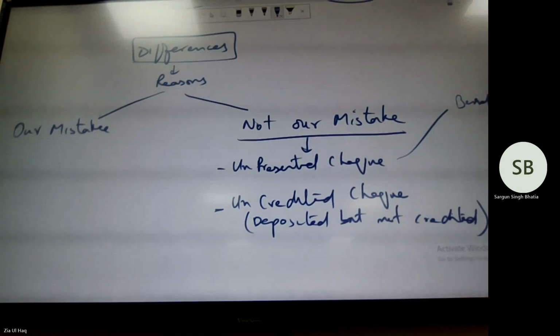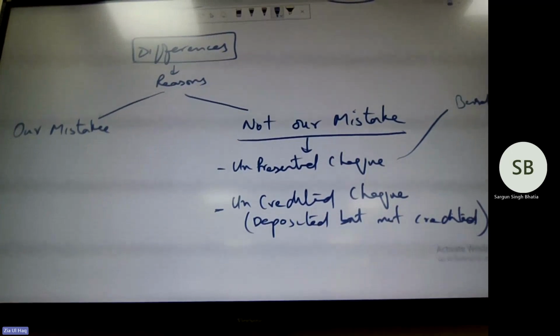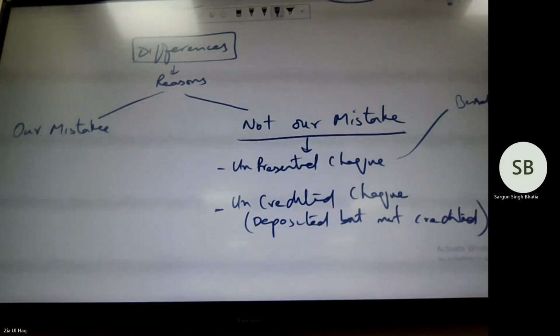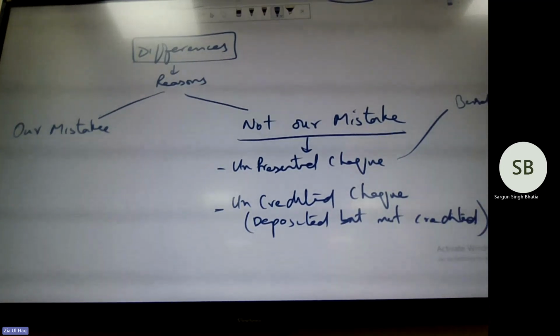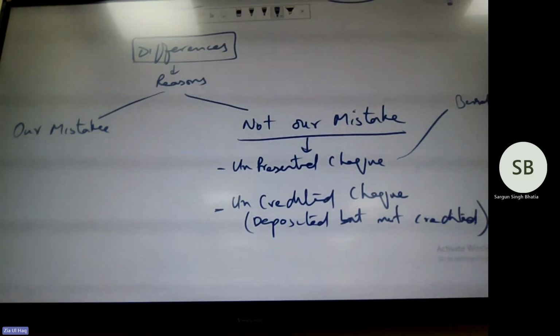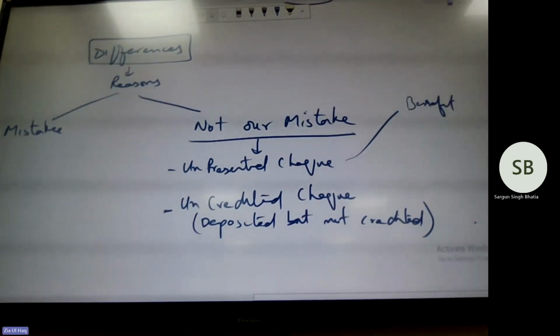Because sometimes we deposit the check today into the bank account, and the bank needs 2 to 3 days to receive the payment from the other bank account to our account. If the check is of a different bank account, the bank normally needs 2 to 3 days to collect the money from that bank account and then transfer it to our bank account. So this will be called uncredited check. And due to this uncredited check, either we are having benefit or loss.